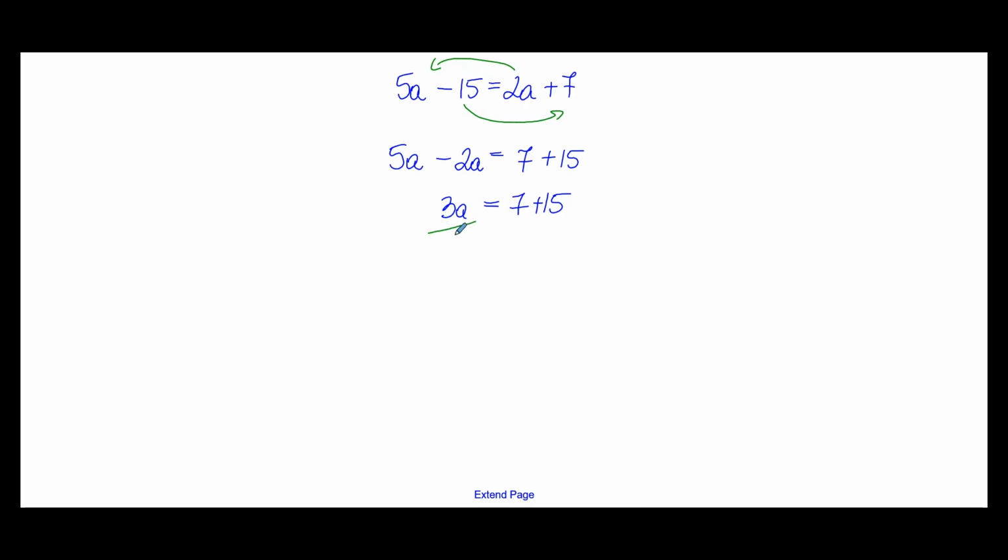How do we eliminate multiplication? By dividing both sides of the equation, because 3 divided by 3 is 1, and 1 multiplied by A is A. And we put that in the calculator, we press equal, and we get 22/3.